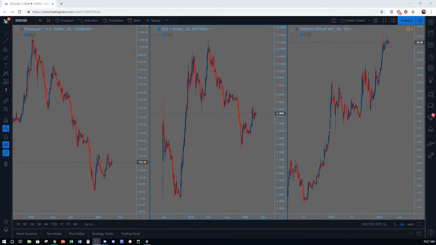Alright guys, it is time for the second installment of a detailed Elliott wave analysis covering three assets today. Ethereum is going to be the first, EOS, and Cronos, a pot stock. I'm going to go through all of these in full detail in this video. There will also be a chopped up version, a shorter analysis of each one.